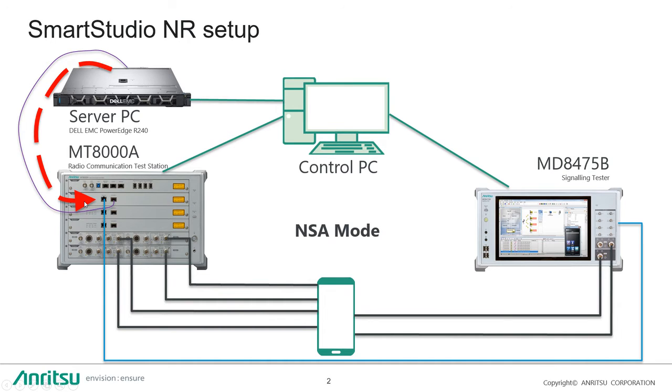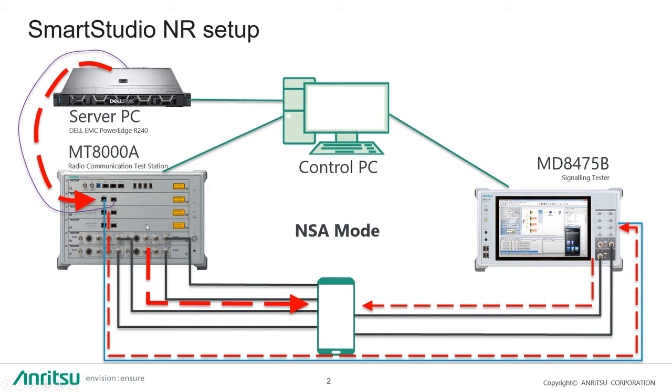The IP data stream path is going from the server PC to the data test module, where it is split. One part goes to the MD8475B for the LTE cell, and then all the data is delivered from the LTE cell and the 5G NR cell directly to the mobile device.